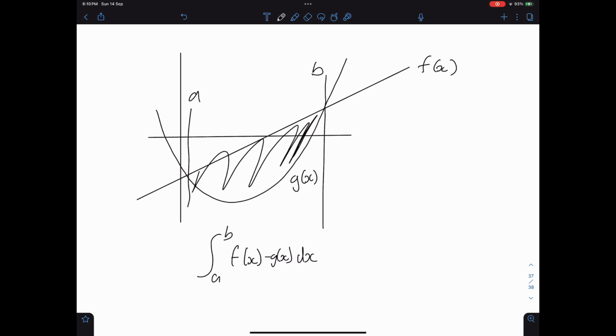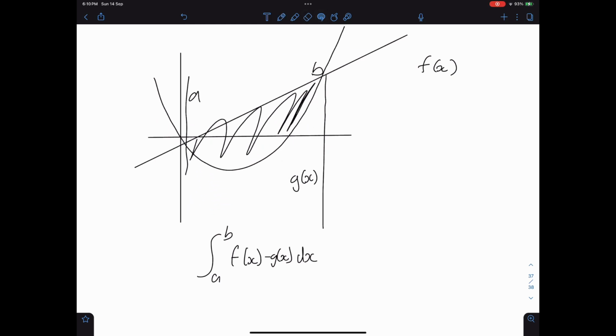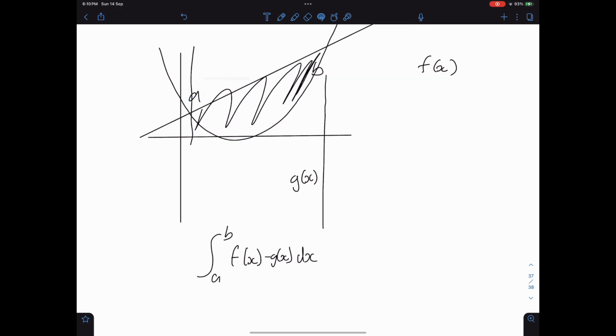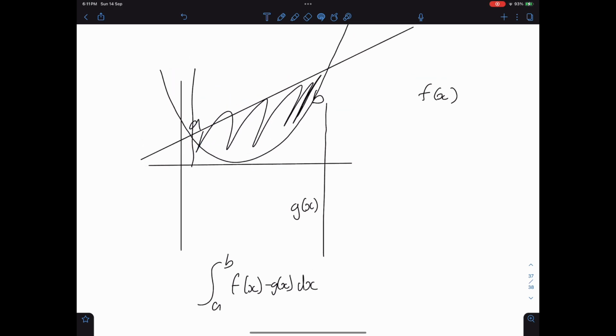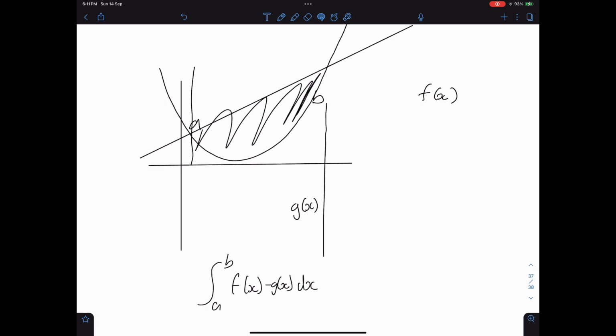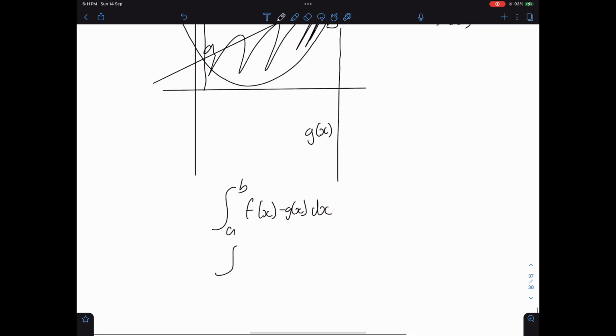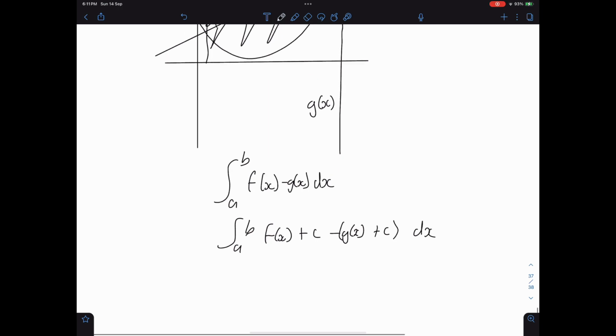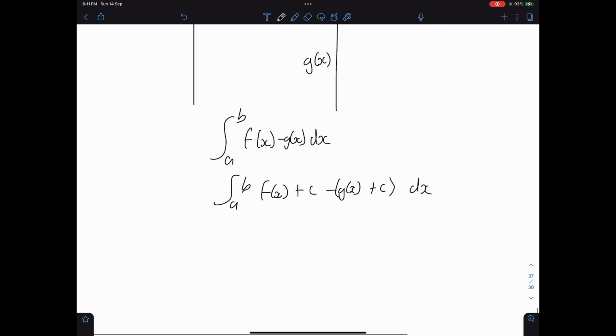Because imagine if you simply moved everything up by c to make it above the x-axis, you'd get the integral from A to B of f of x plus c minus g of x plus c, right? And those c's would cancel out. So you'd still get this.